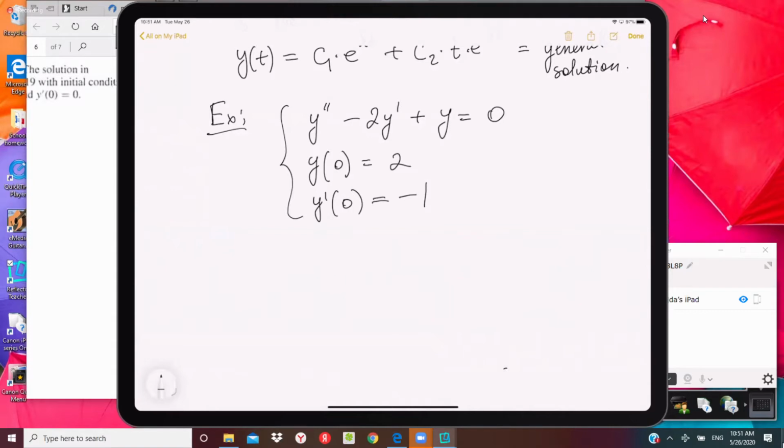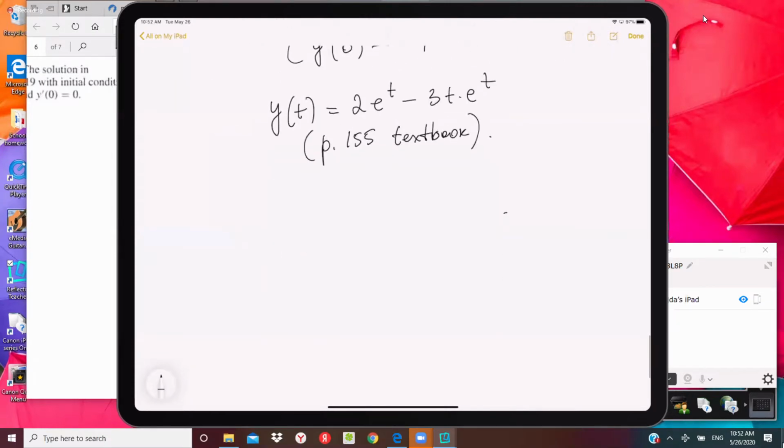Let's continue with case number 3. All I'm going to do is write the solution. This is what we're supposed to have: y of t equals 2e to the t minus 3t e to the t. This is page 155 from the textbook. All right, so let's continue with case number 3.